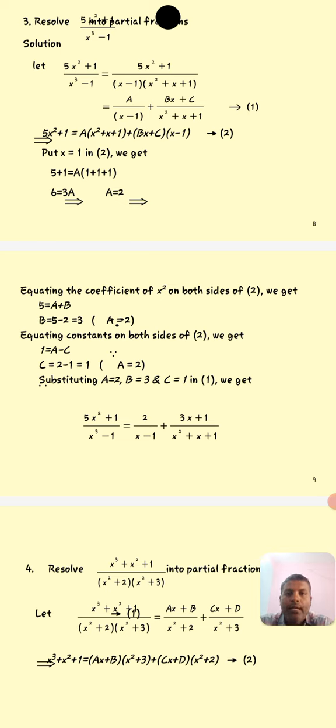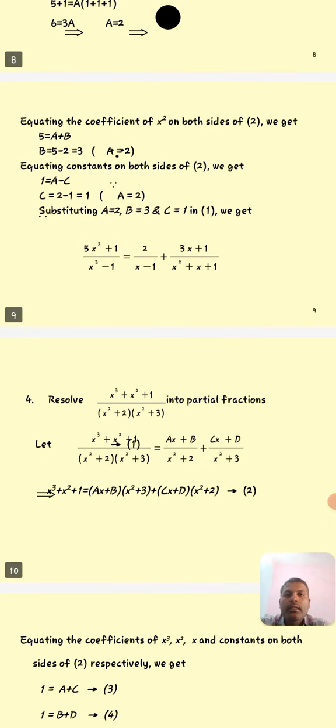Now equating the constant on both sides of equation 2, what is the constant value on the left side? Only 1 is there. So we have to take 1 is equal to a minus c. We know that c is equal to 2, so a minus c is 2 minus 1, that is equal to 1. Here we get the values a is equal to 2, b is equal to 3 and c is equal to 1. These three values we have to substitute in equation number 1.